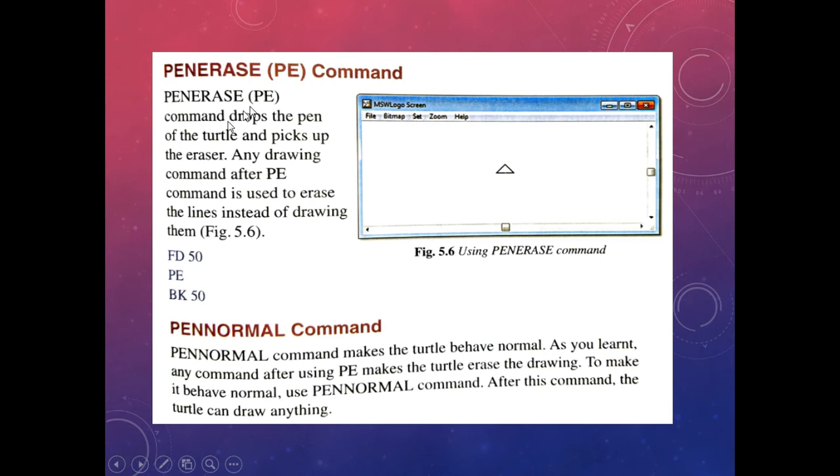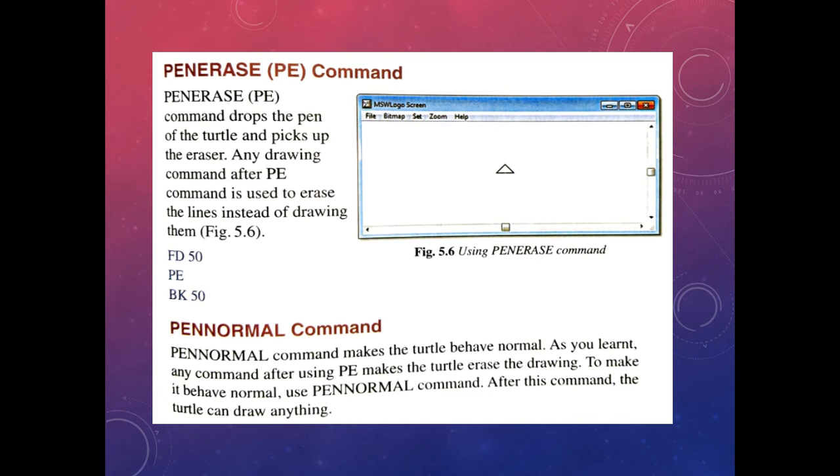Now the pen erase command. What happens sometimes is that unwanted lines have been drawn by the turtle. While we are doing some commands, by mistake we have drawn extra lines and we want to erase that particular line, that time we can use the pen erase command. Now, I told you that a turtle has an imaginary pen, what we are thinking. So it is drawing the line.